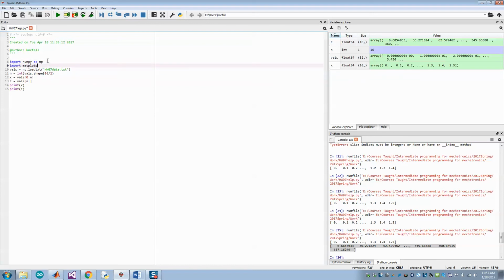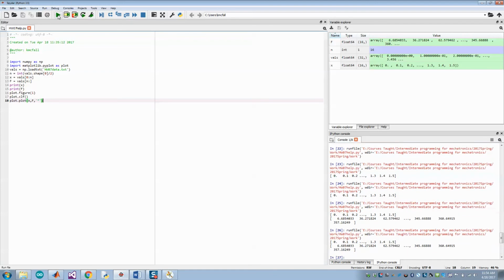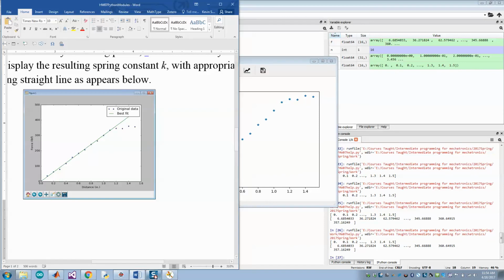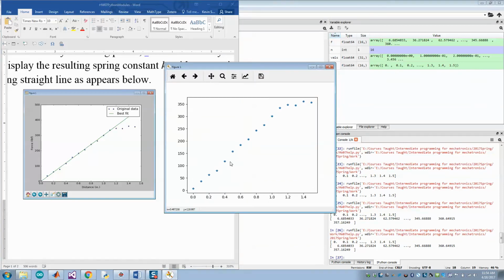If I import matplotlib.pyplot as plot, then we should be able to do plot.figure(1). We'll go ahead and clear that in case there's already something there, and then I'll do plot.plot x versus f, and I'll put little asterisks on them. Let's see. We get a plot here, there's our data. And that's the data that you will recognize from here. So now we've got all of the data plotted at least. We loaded it in and we plotted it.